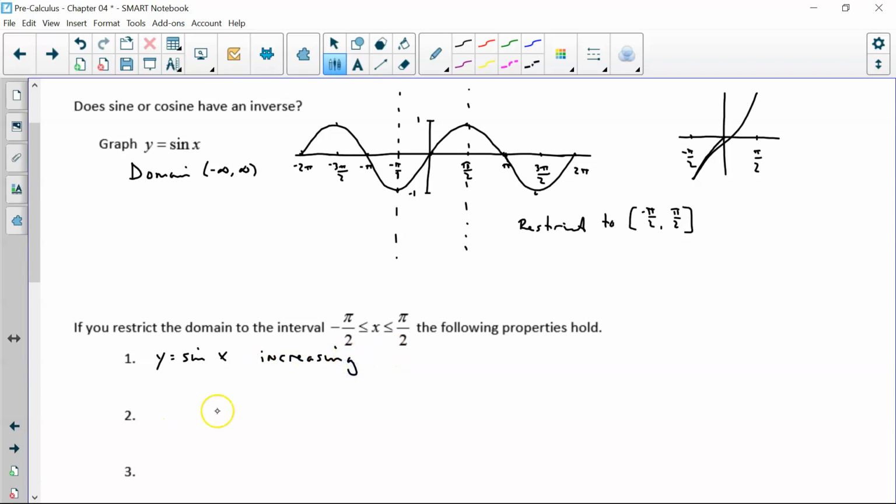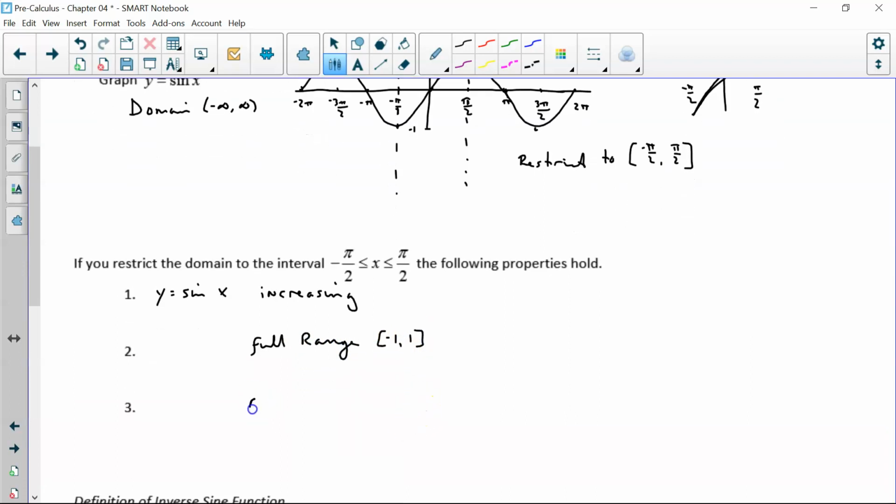We see the full range of outputs. It's going from -1 to +1. And also it's 1 to 1 in that domain. It has an inverse. So that's the reason why we're doing that.